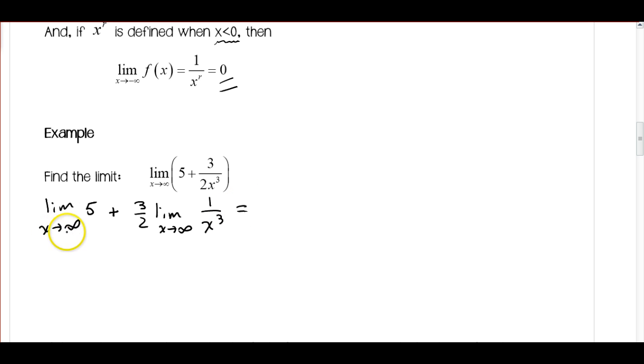Now the limit as x approaches infinity of 5 is just going to be 5. And then we're going to have plus 3/2, and the limit as x approaches infinity of 1 over x cubed is going to be 0. So this is times 0. Then our final limit is 5.